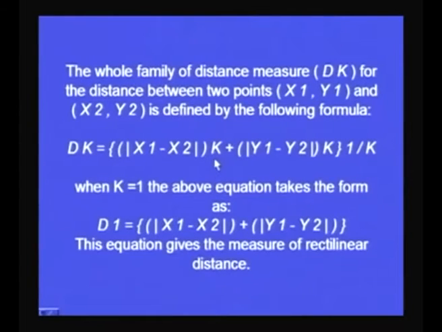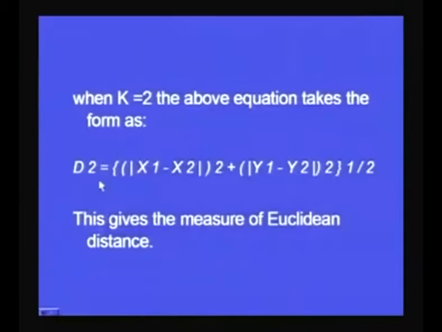Similarly, we will see how it can be transformed into a Euclidean distance equation. Now, when we put k is equal to 2, the above equation takes the form d2 equals (x1 minus x2) squared plus (y1 minus y2) squared, the whole raised to the power 1 by 2, or we can say the whole is square rooted. So, this gives the measure of the Euclidean distance.